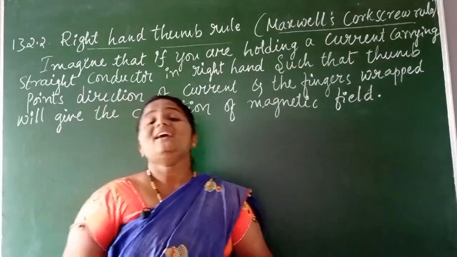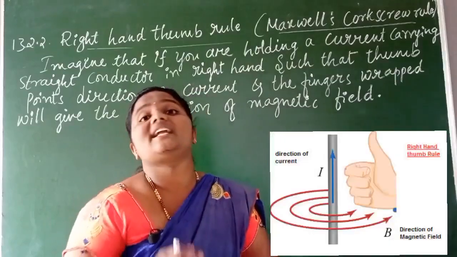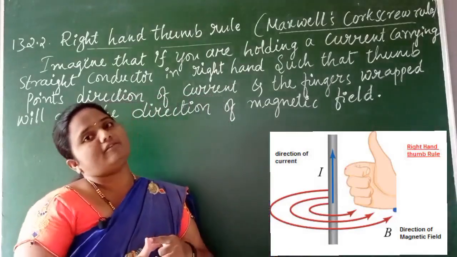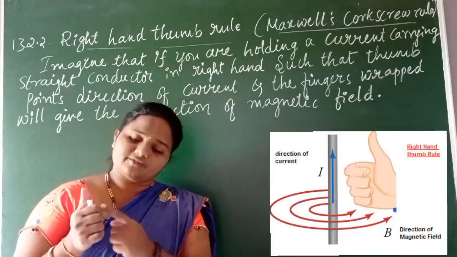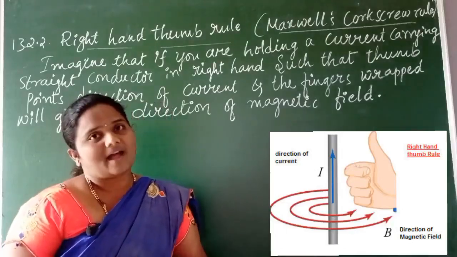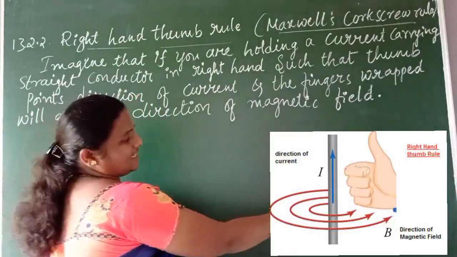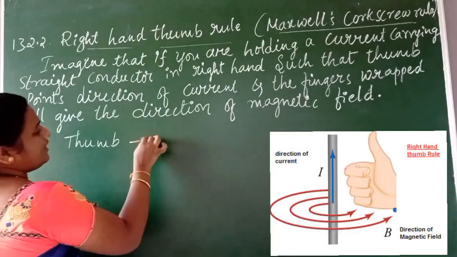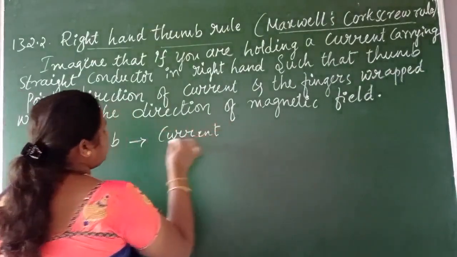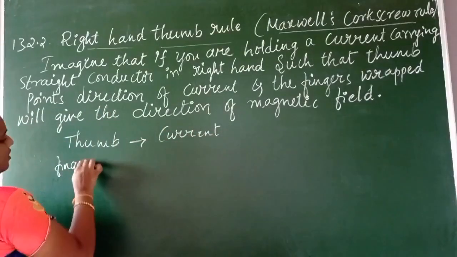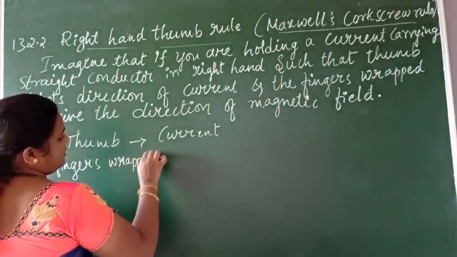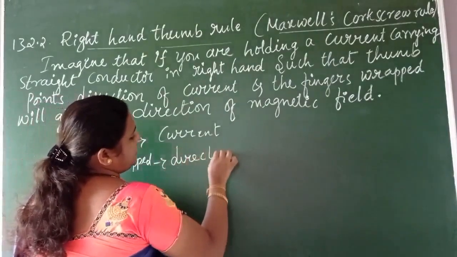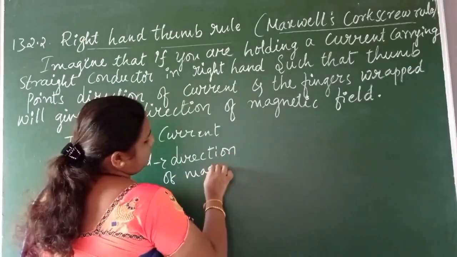Okay, once again I'll repeat, children. Imagine that you are holding a current carrying straight conductor in your right hand, such that the thumb finger will give the direction of the flow of current, whereas the remaining fingers which are wrapped inside will give the direction of the magnetic field. When you look at the picture, it clearly shows, children, the thumb is giving the direction of current. In short, the thumb finger gives the direction of flow of current, whereas the fingers which are enclosed or wrapped inside will give the direction of the magnetic field. Isn't it, children? The direction of magnetic field.